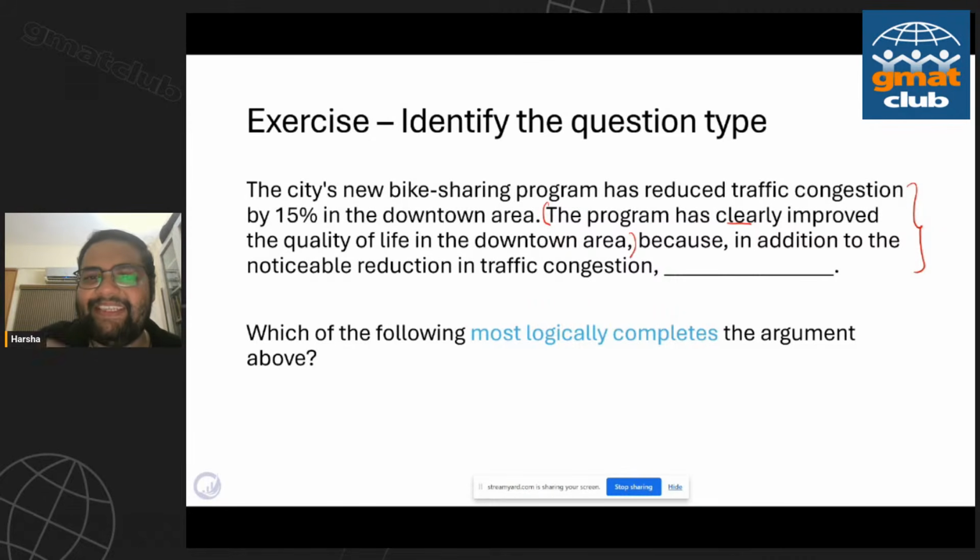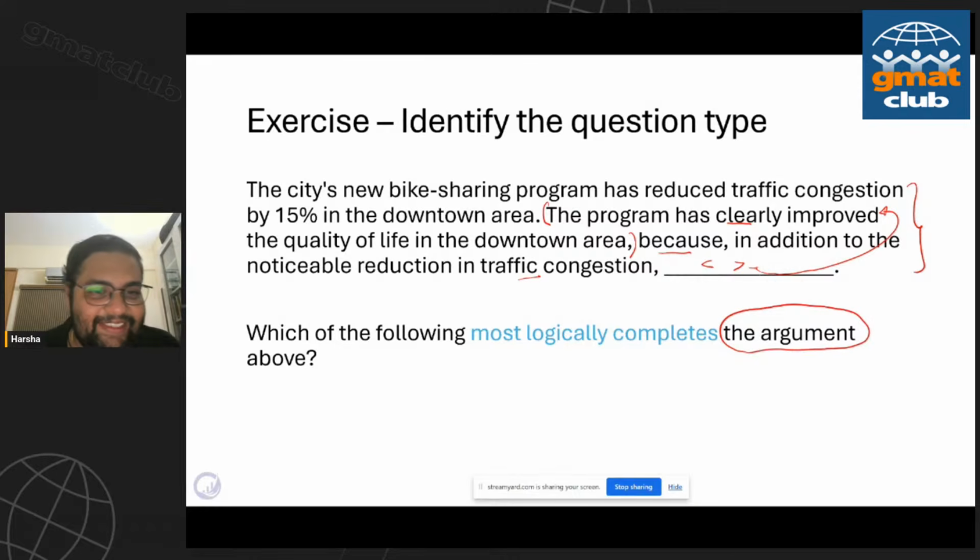Notice the author is taking a stand here. And then you see what's happening. The author is now trying to justify that position. The author wants to say the program has clearly improved the quality of life in the downtown area because, in addition to the noticeable reduction in traffic congestion, something else. So I need something here which will justify why the program has clearly improved the quality of life. And of course, there is another clue here. I did say it's an argument.